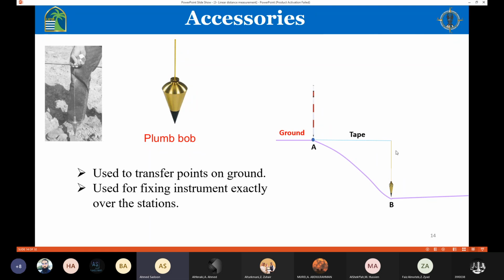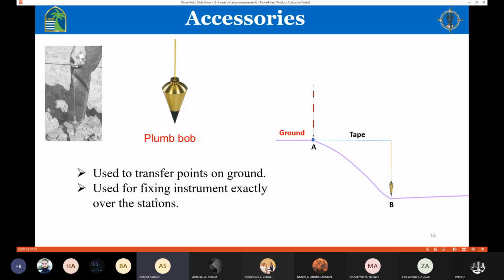So here comes the role of the plumb bob. You're going to use a plumb bob here. You're going to hang the plumb bob like that, and because of gravity, this one is going to be perfectly vertical. So you will be able to tell this point corresponds to that point on the ground. So we use a plumb bob to transfer points on the ground. In a case like this, when it's difficult to tell the corresponding point, we can use the plumb bob. It can make our job easy.